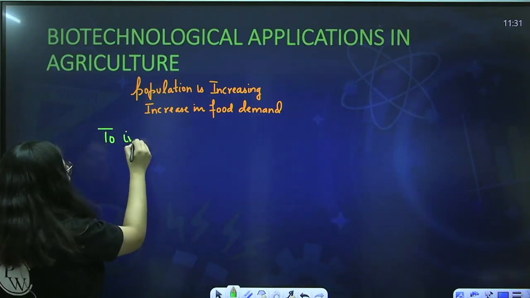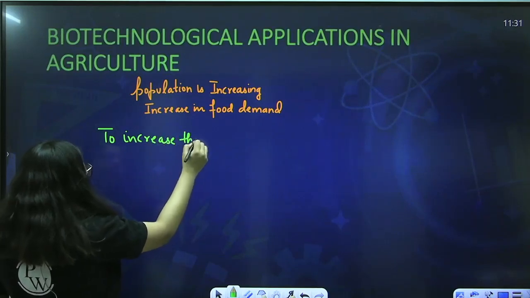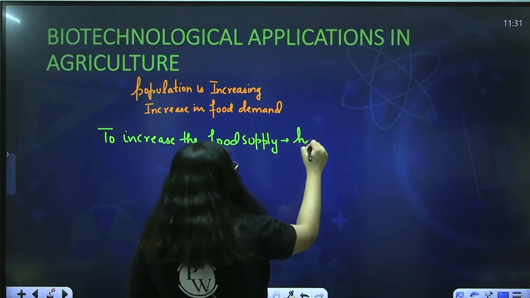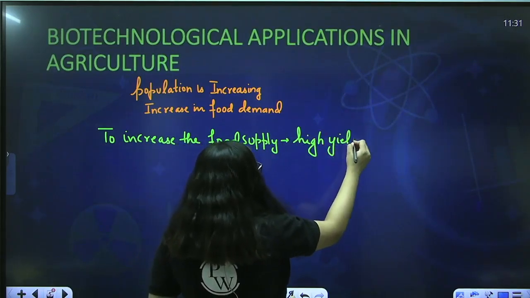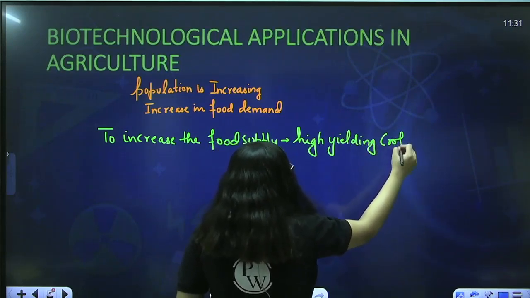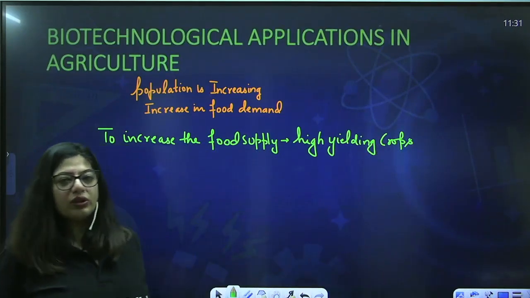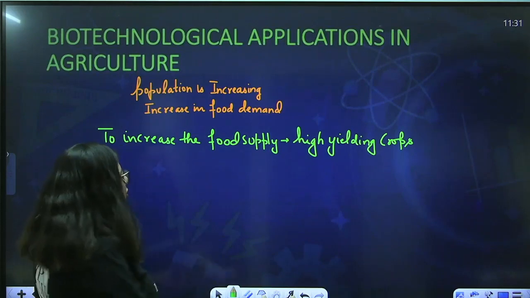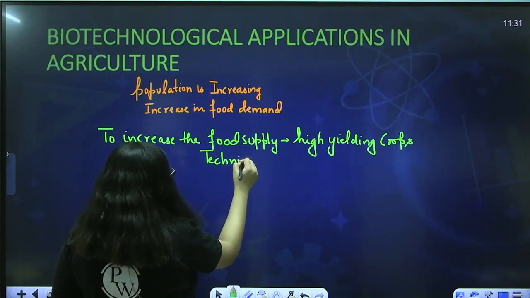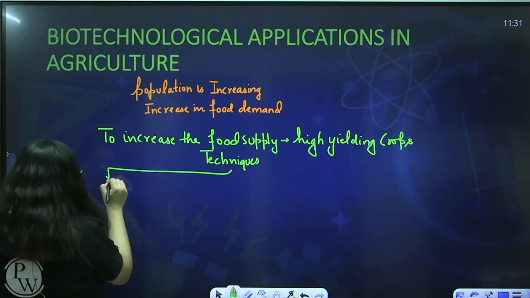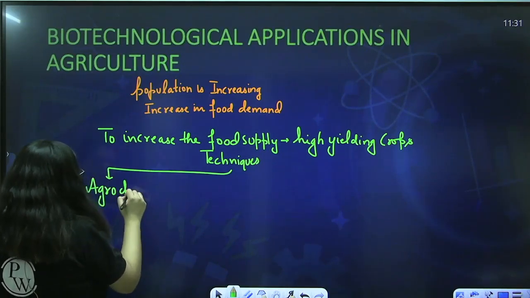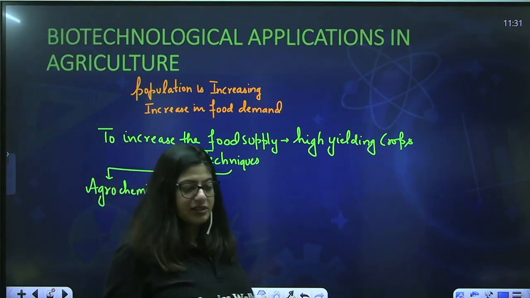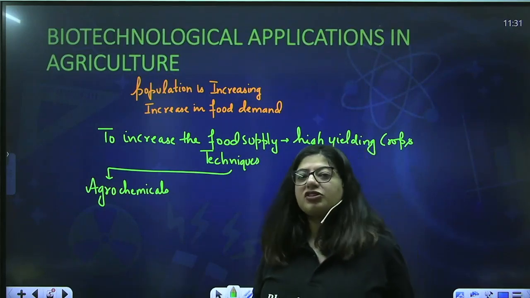So to increase the food supply, what we need to use? We need to use high yielding plants or crops. Now, what are the techniques that you can use to grow these plants so that you can have high supply of the food? Okay, so what can be the techniques or options that we can use? The first option is agrochemical based agriculture.